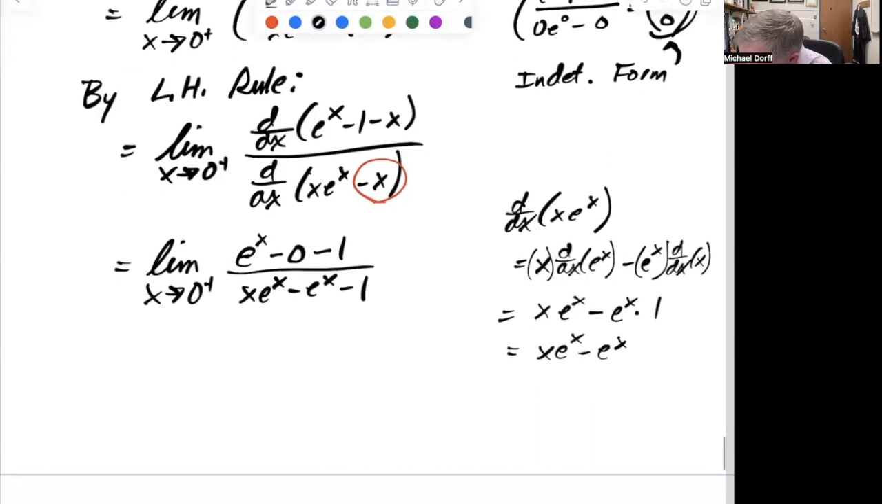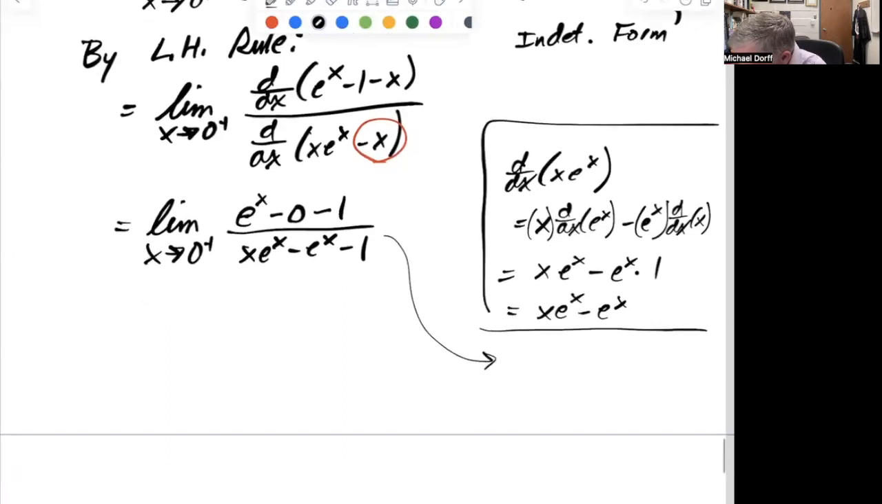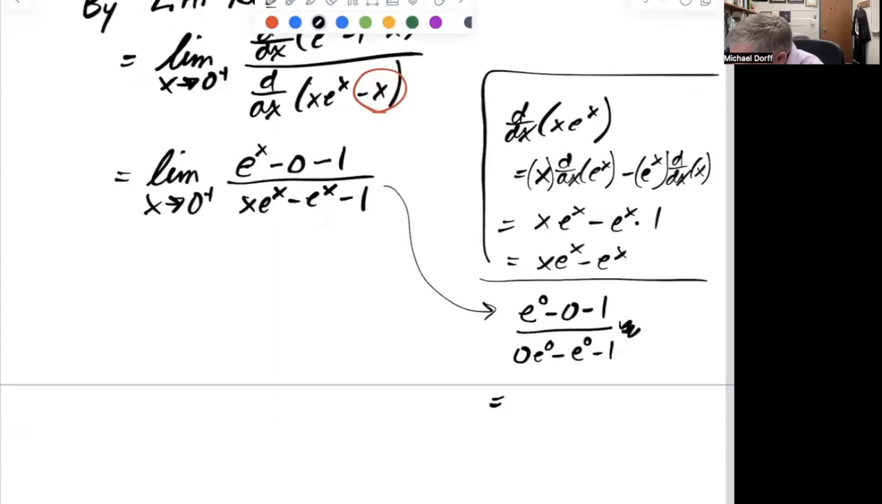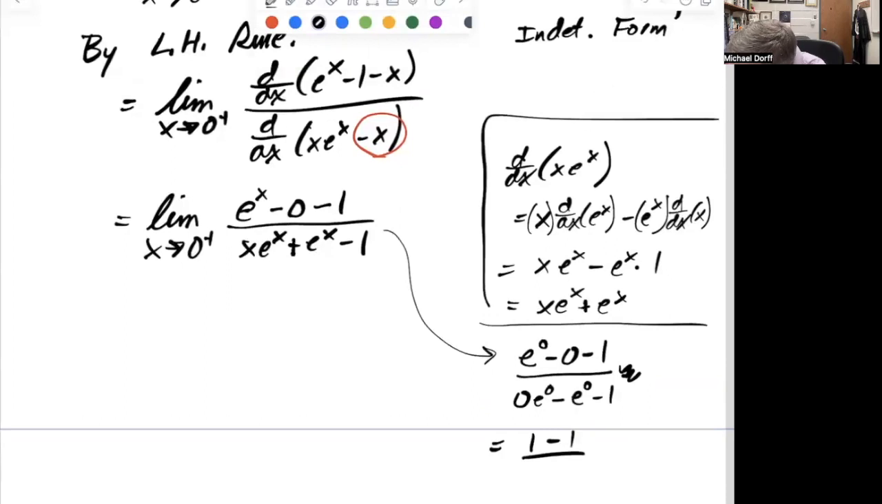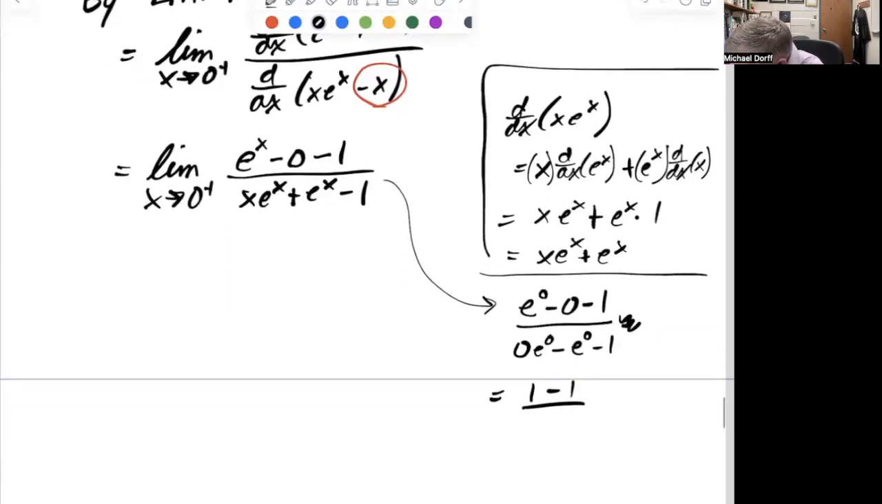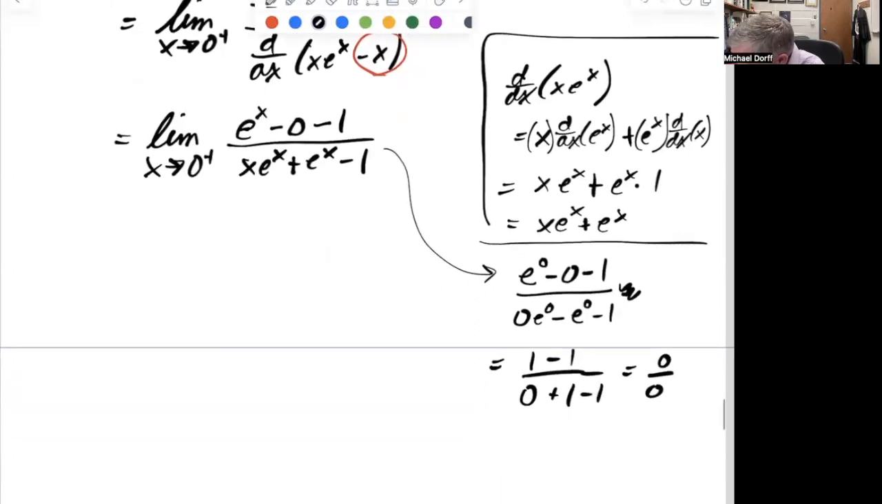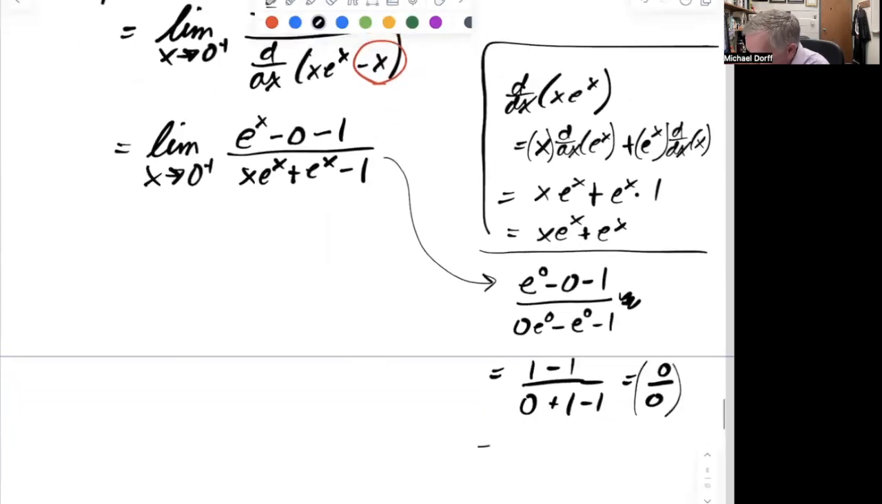Okay, so now we check this by direct substitution. We're going to get e to the 0 minus 0 minus 1 over 0 e to the 0 minus e to the 0 minus 1. And e to the 0 is equal to 1, so we get 1 minus 1 over, sorry, this was a plus there because of the product rule. So I'm going to get 0 plus 1 minus 1. So I get 0 over 0. And what is that? That's an indeterminate form again.